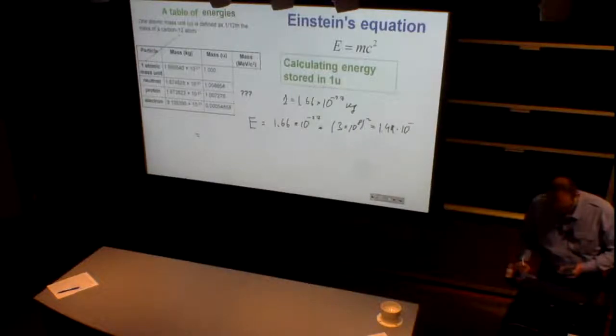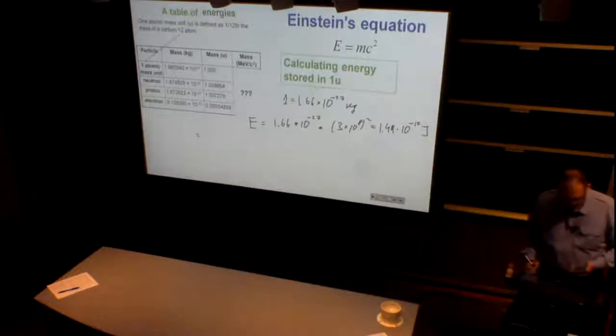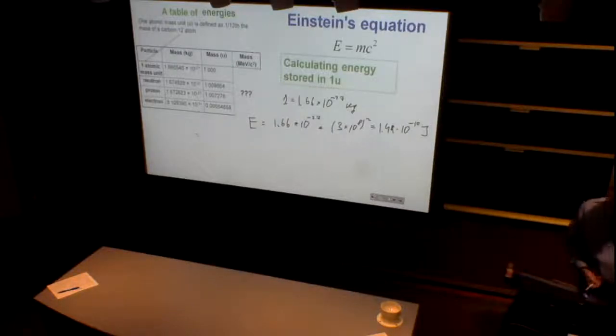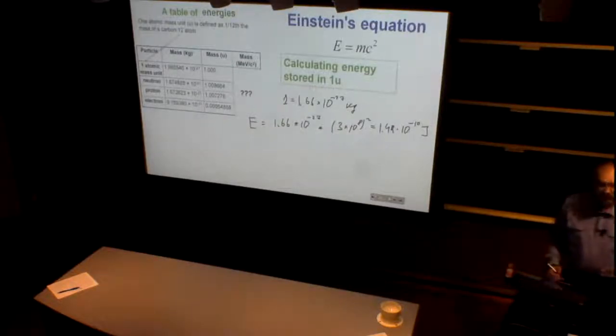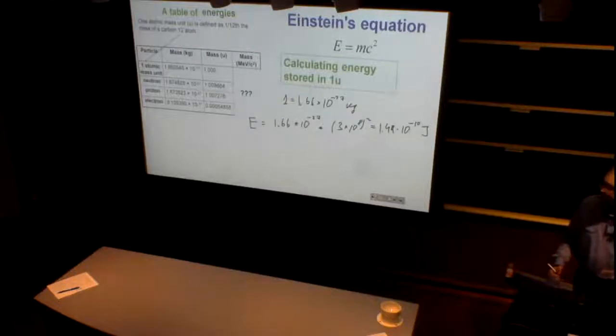If my calculator doesn't lie to me, that's this number in joules. But we already know that joules is not a very good unit to measure energy for tiny particles. So what do we do? Convert it first into electron volts. So, continue. 1.4, you should check my calculation, times 10 to the negative 10 joules.